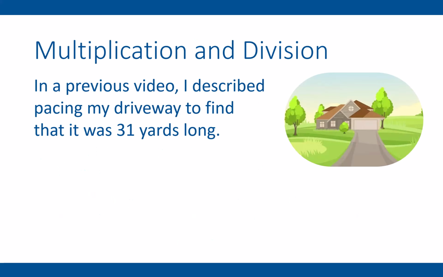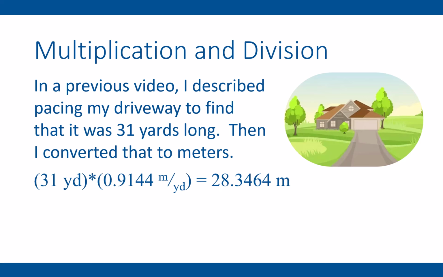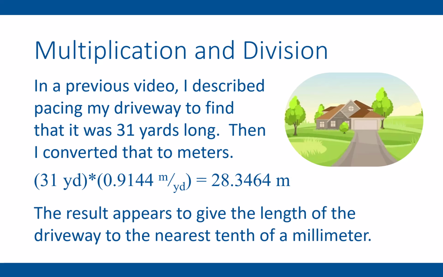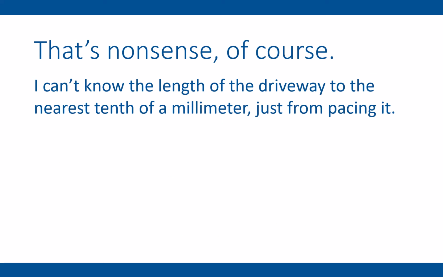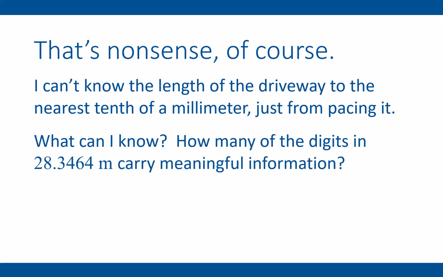In a previous video, I described pacing my driveway to find that it was 31 yards long. Then I converted that to meters. The result appears to give the length of my driveway to the nearest tenth of a millimeter. That's nonsense, of course. I can't know the length of the driveway to the nearest tenth of a millimeter just from pacing it. What can I know? How many of the digits carry meaningful information?